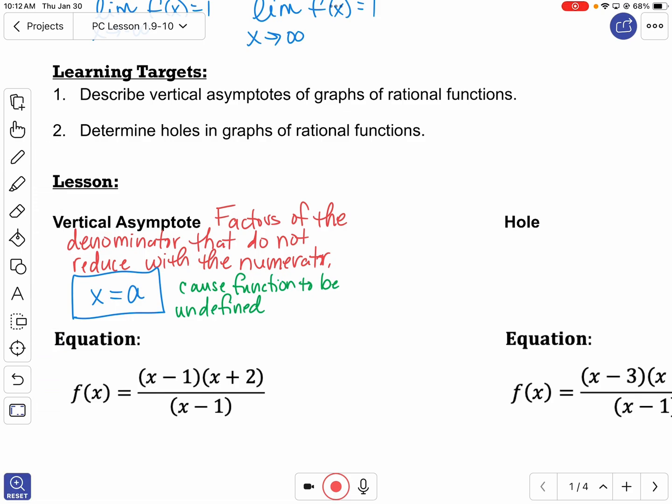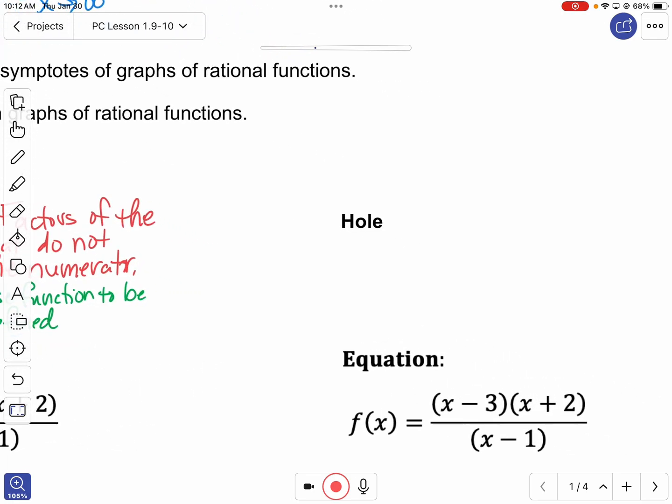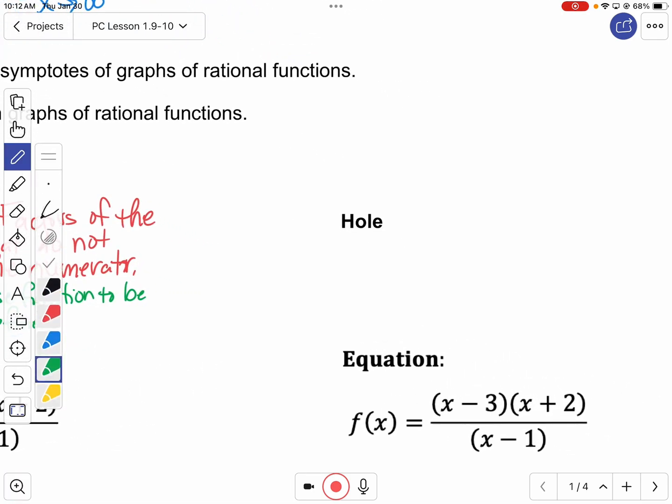Now, a hole. How do we get a hole in the graph? All right. Well, remember yesterday I talked about where those factors repeat from numerator and denominator, and that's where our holes happen. Okay, they're going to happen where factors repeat in the numerator and denominator.